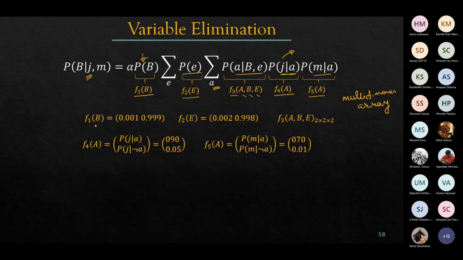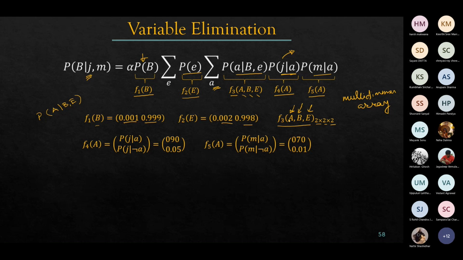So if you think about B, B is basically whether there is burglary or not, so we have two values. E is whether there is earthquake or not, again two values. How do you define F3(A,B,E)? That is basically the probability of alarm given B and E. And how did we represent this? It is basically a 2 cross 2 cross 2 array. Why is that? Because every variable will have two alternatives, so that's why it is a 2 cross 2 cross 2 array.